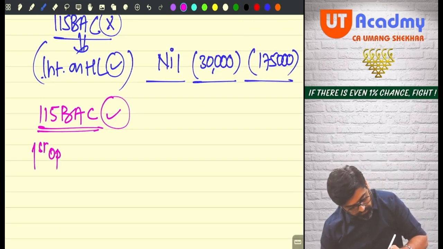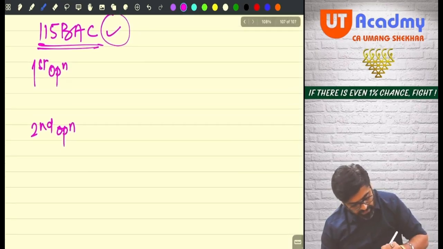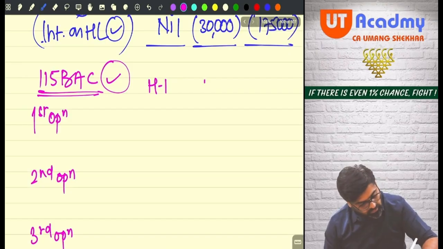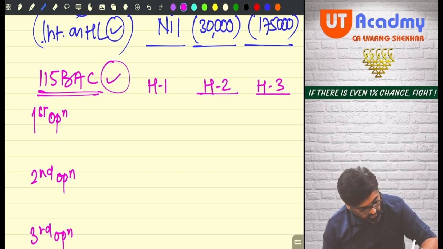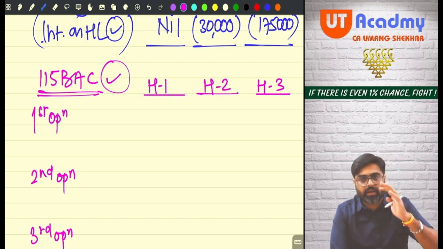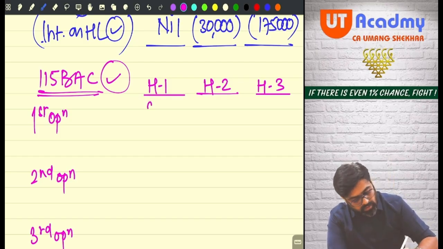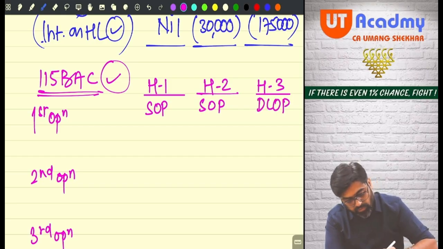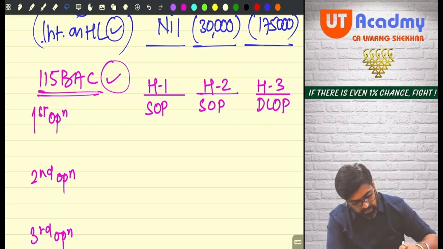Now, in this, we have 3 options. First option, second option, and third option. What is my first option? This is my H1, this is my H2, and this is my H3. In the first option, I will consider house 1 and house 2 as SOP. Then 3 I will have to consider as DLOP. Yes or no, sir?